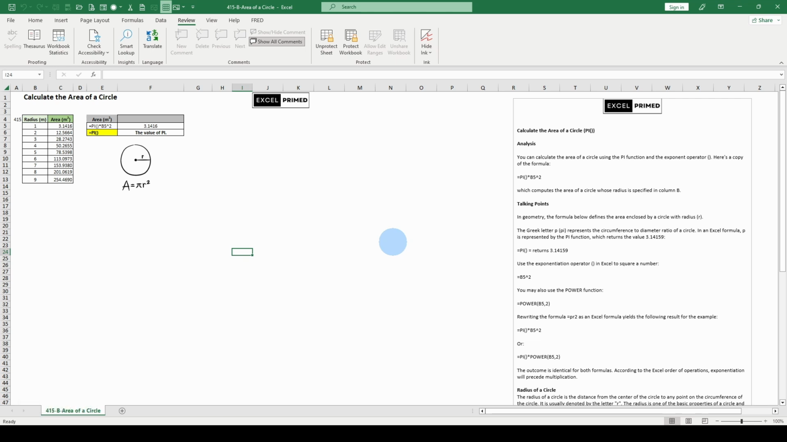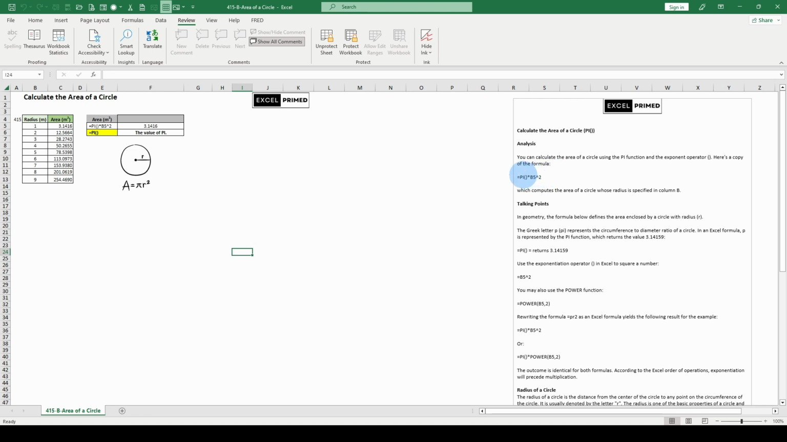Very straightforward. Area equals pi r squared. R, radius, the center point to where? The circumference. Circumference, the outer perimeter of your circle. We're measuring the area, okay? Area, you can calculate the area of a circle using the pi function and the exponent operator.